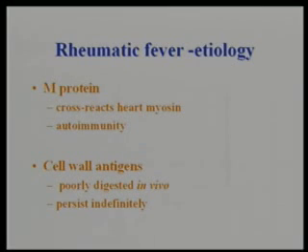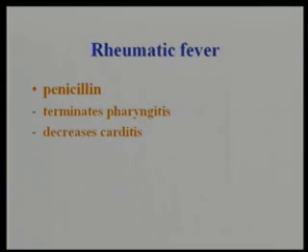Okay, you're getting the idea why we talk about the group A streptococcus. 90% of the work in the streptococcus of any level has been going on with the group A streptococcus, and still is. So now, rheumatic fever, again, penicillin terminates the pharyngitis and decreases the likelihood of developing carditis. Okay?